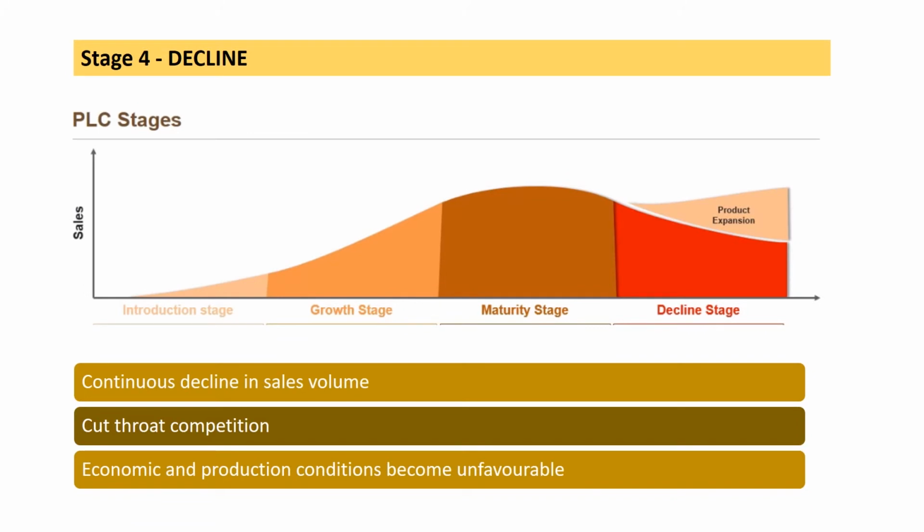The fourth stage is the decline stage. The features of the decline stage are: continuous decline in sales volume, cutthroat competition, economic and production conditions become unfavorable.